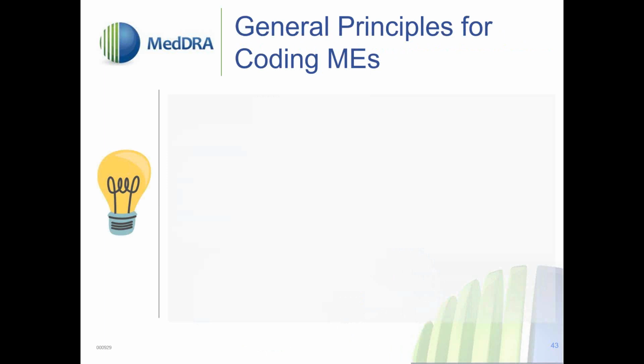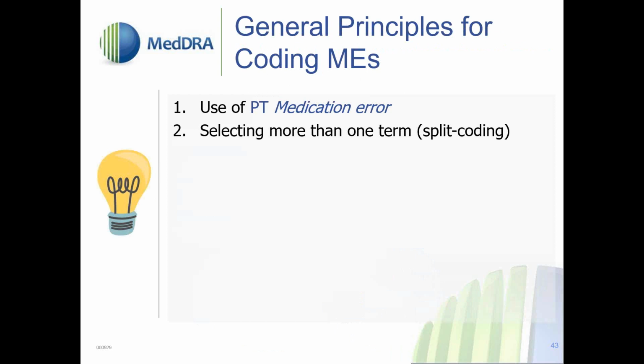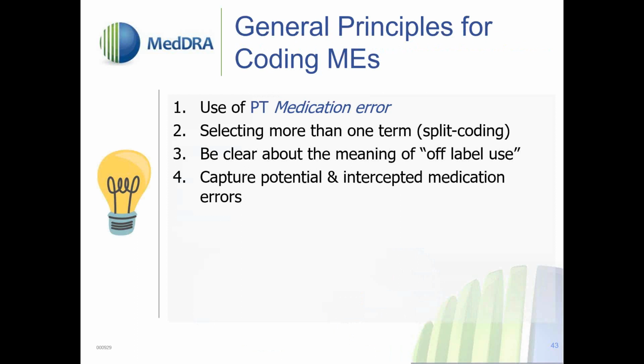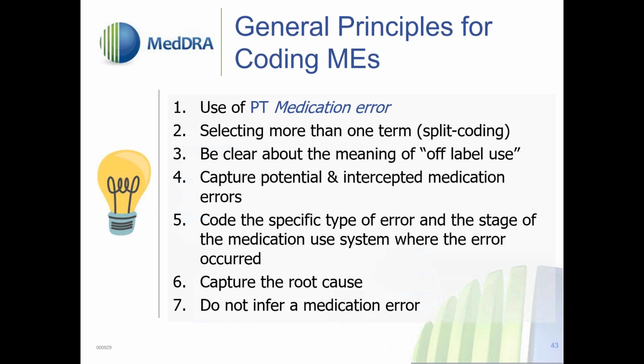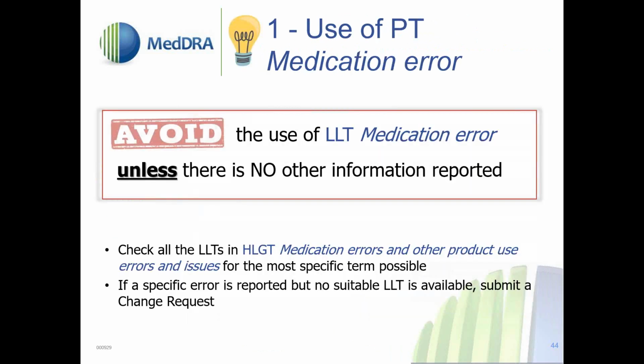The companion document specifies some principles for coding medication and other product use errors, like when to use the PT medication error, when to select more than one term, when to use the PT off-label use, how to capture potential and intercepted medication errors, how to capture both the specific type of error and the stage of the medication use system where the error occurred, when to capture the root cause for medication errors, and that we should not infer a medication error. And I will address them one by one now.